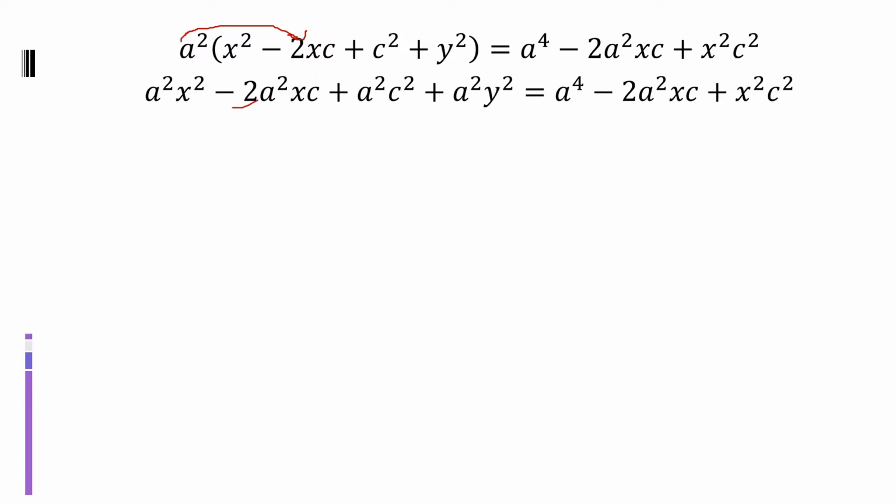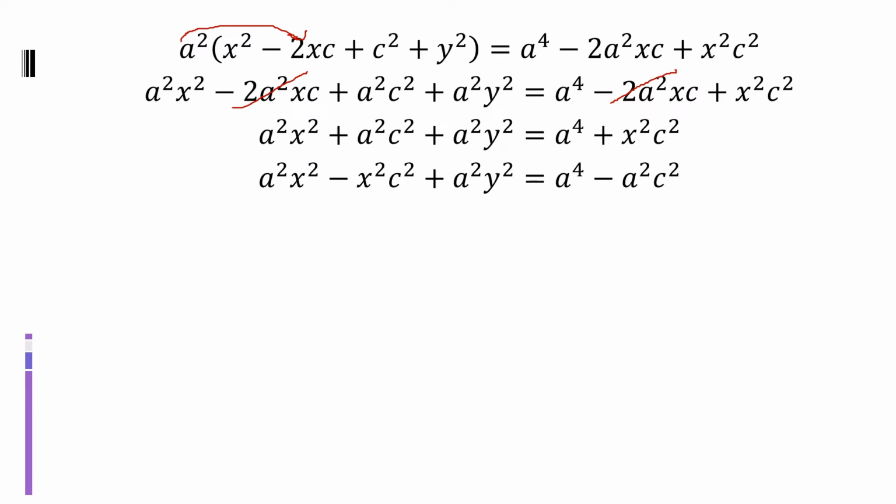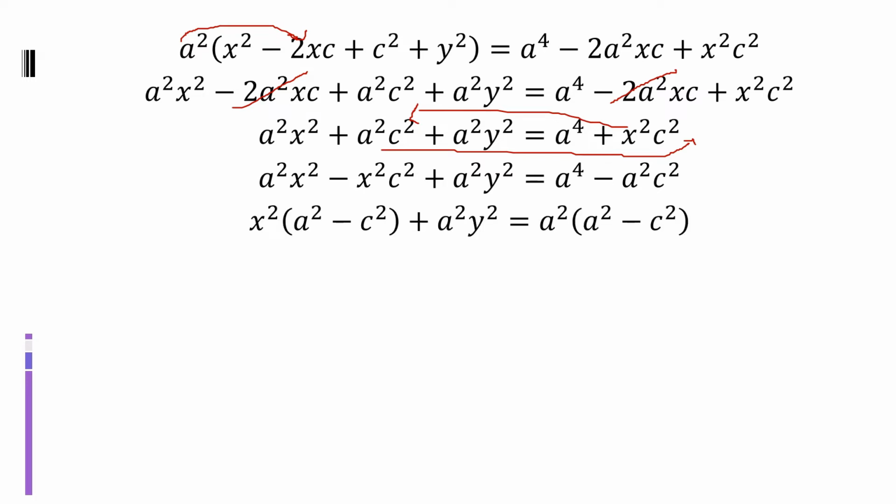So, pwede ngayon natin i-cancel ito kasi parehas sila. So, we now have a squared x squared plus a squared c squared plus a squared y squared equals a raised to 4 plus x squared c squared. Then, ilipat natin to sa kabila. At ilipat na naman natin to sa kabila. So, we have a squared x squared minus x squared c squared plus a squared y squared is equal to a raised to 4 minus a squared c squared.